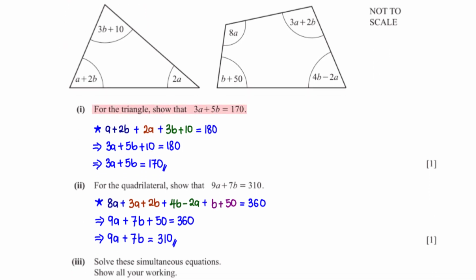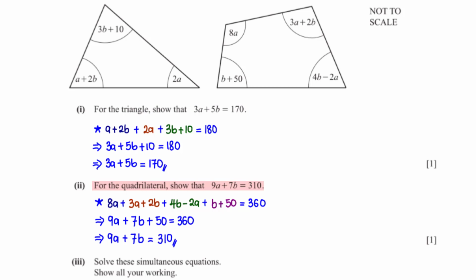For the triangle, show that 3a plus 5b equals 170. The sum of the angles in the triangle should add up to 180 degrees. And so, a plus 2b plus 2a plus 3b plus 10 should be equal to 180. a plus 2a is 3a and 2b plus 3b is 5b. When we subtract 10 from both sides, we have 3a plus 5b equals 170.